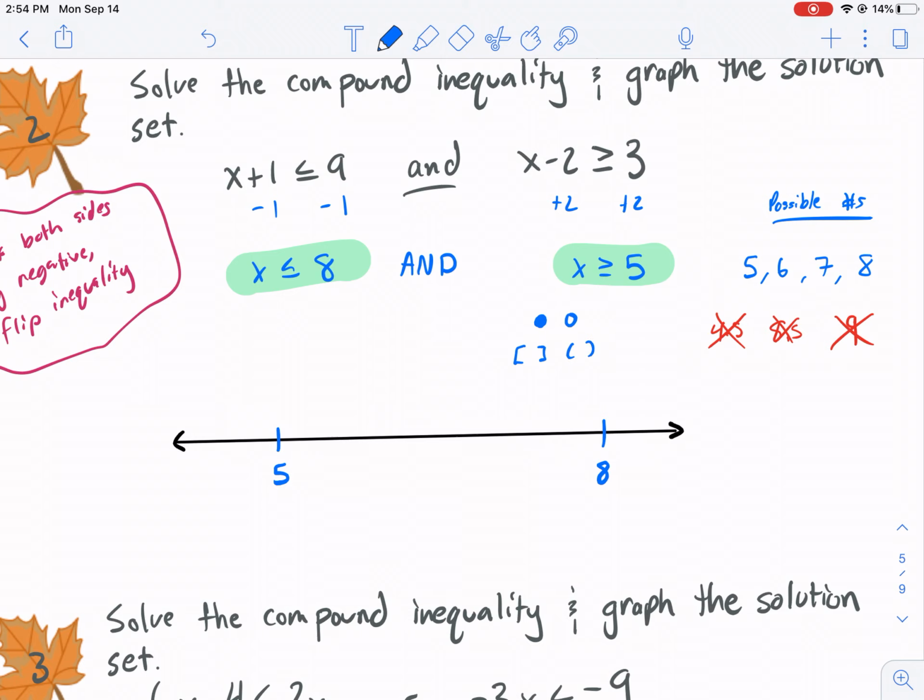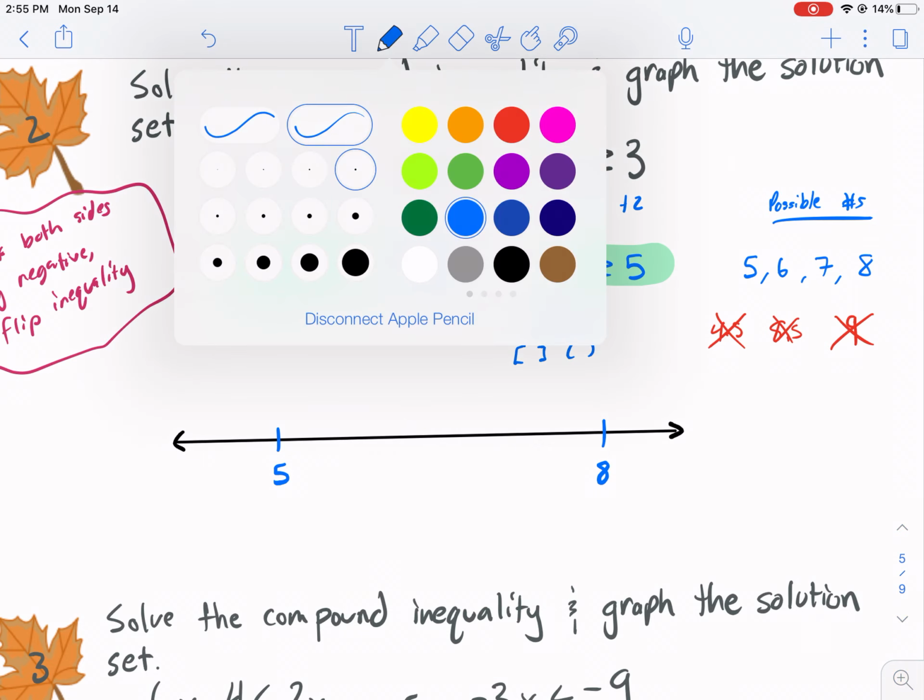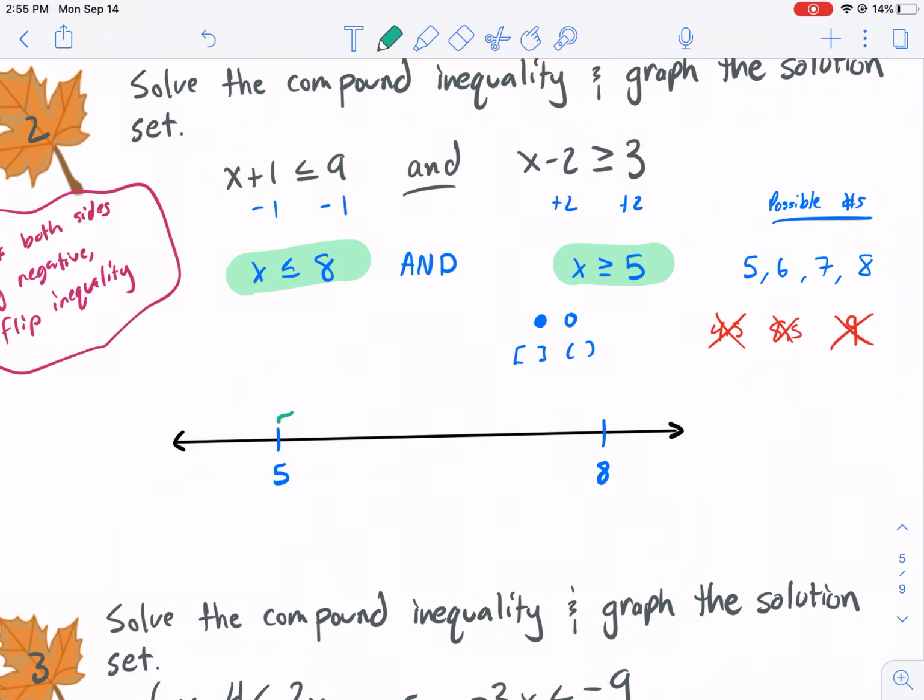So if we're talking about bigger than 5, we need to have a bracket facing, let me use a different color, we need to have a bracket facing this way, okay? And we're talking about the numbers that are bigger than 5, but we also need to put a bracket less than 8. So it needs to be pointing this direction, because it needs to be smaller than 8. It can't be any more than 8. And we're going in this direction.